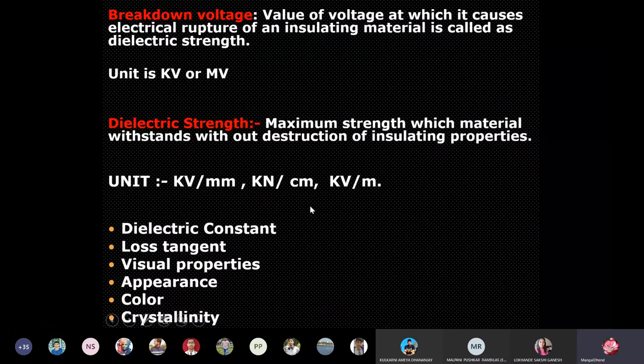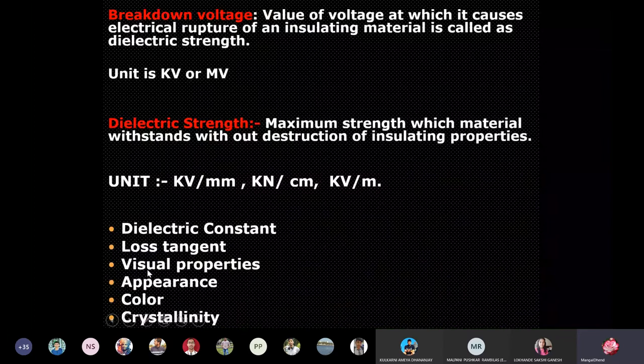So other electrical characteristics are dielectric constant and loss tangent. Now we'll see them as and when they come up in the chapters. Visual properties means how the insulating material looks, whether it is porous or not. Then what is the appearance, then color, crystallinity, all these you can understand with this.